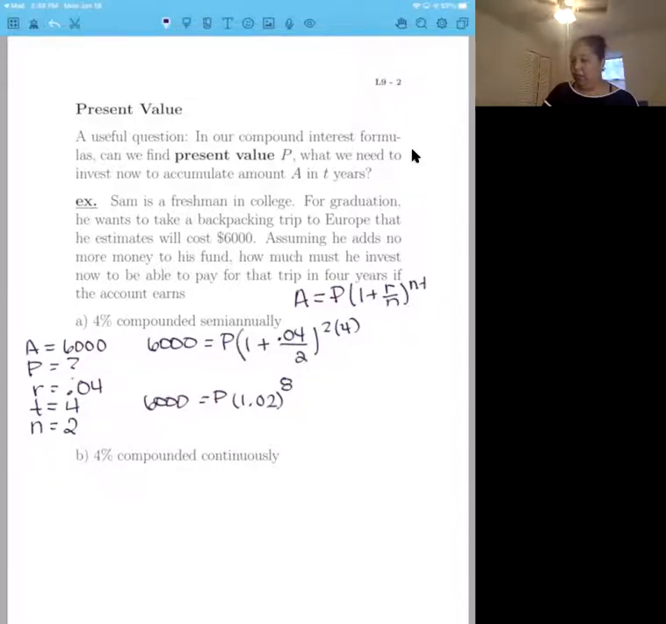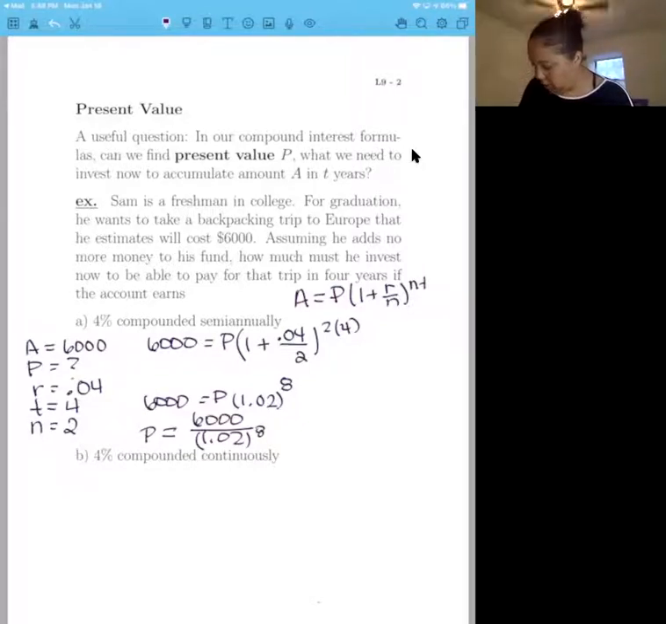All right, so really all we need to do is divide by 1.02 to the 8th power. So P is equal to 6,000 divided by 1.02 to the 8th power. 6,000 divided by 1.02 to the 8th power. All right, so they are giving me approximately $5,120.94.